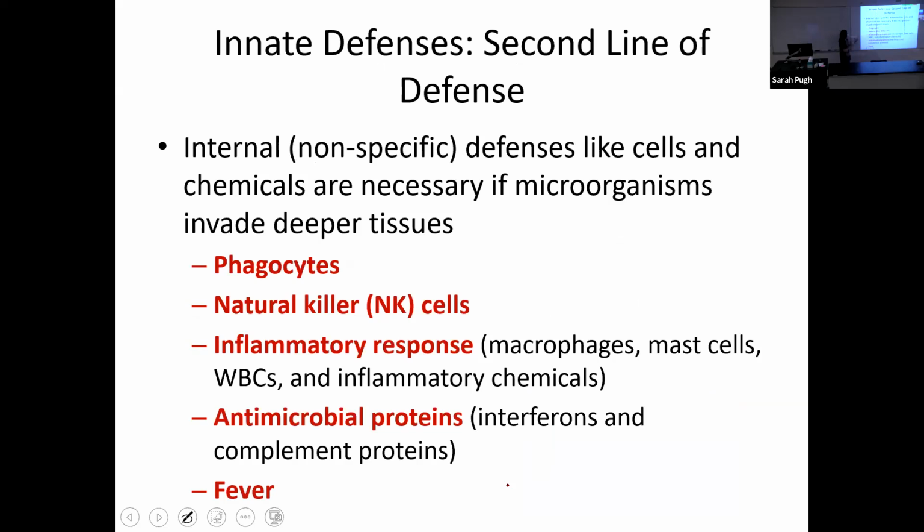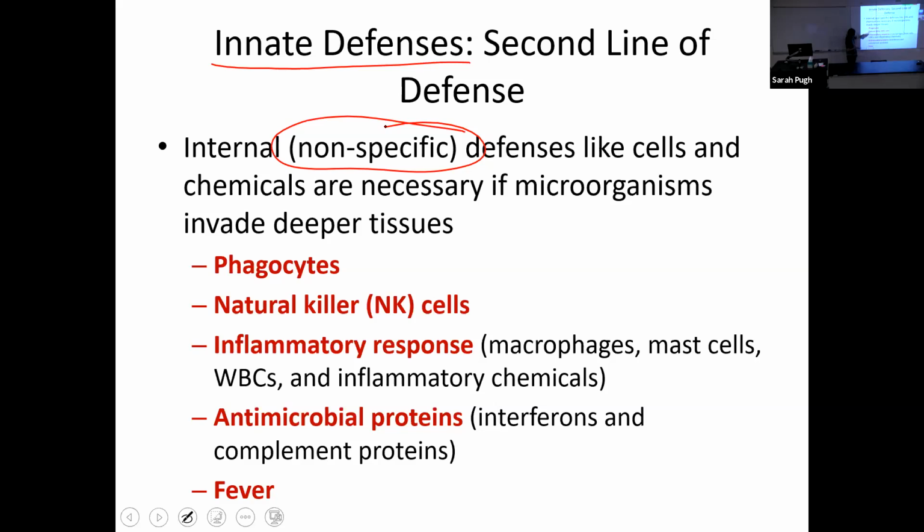So our second line of defense is still considered part of our innate defenses. These are not specific. And these are basically chemicals that, if a foreign organism makes it through your skin or surface barriers, you have some chemicals and some cells deeper in your body to help fight this foreign organism off.